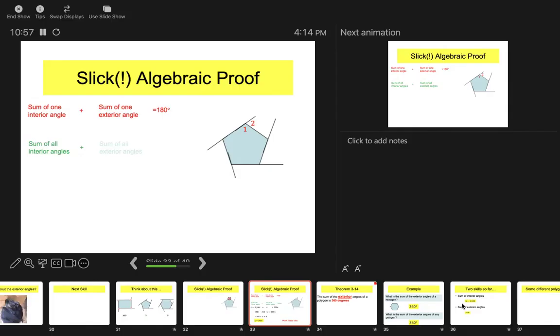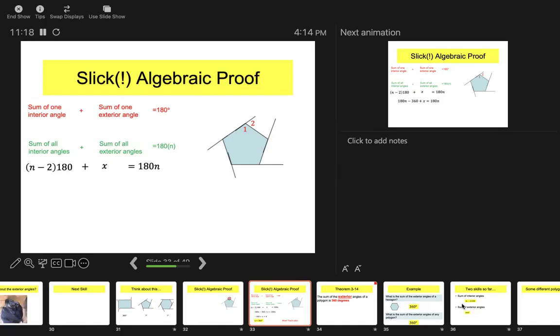The sum of one exterior angle, I don't know what that answer is, times how many sides it has, that would be n, that would be our formula. So let's plug what we know. All the interior angles, we know that formula, n minus 2 times 180. I don't know the sum of all exterior angles. We'll call it x. But I do know if I multiply 180 times n, that will be the answer.